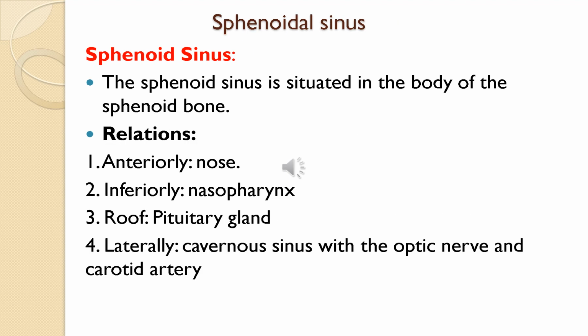The sphenoid sinus is situated in the body of the sphenoid. It has very important relations. It is related anteriorly to the nose, and inferiorly to the nasopharynx. Its roof is formed by what's called the sella turcica, in which the pituitary gland is situated, and laterally it is related to the cavernous sinus with its content, the optic nerve above and the carotid artery below.